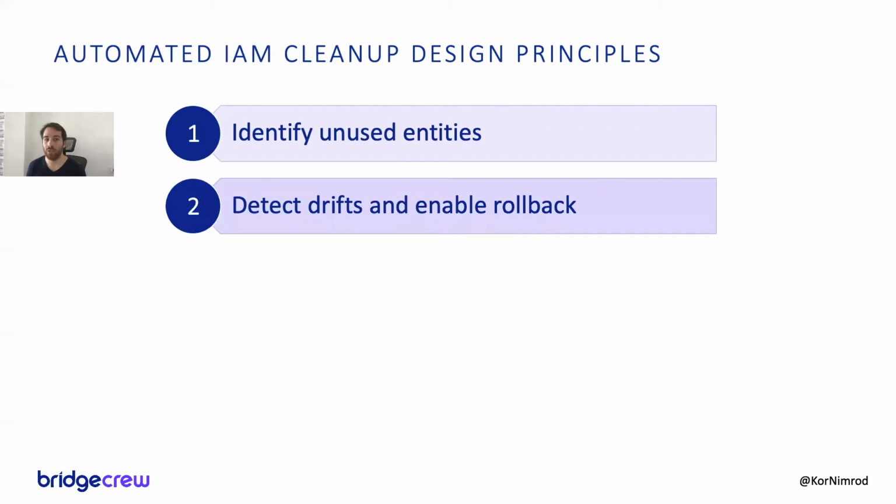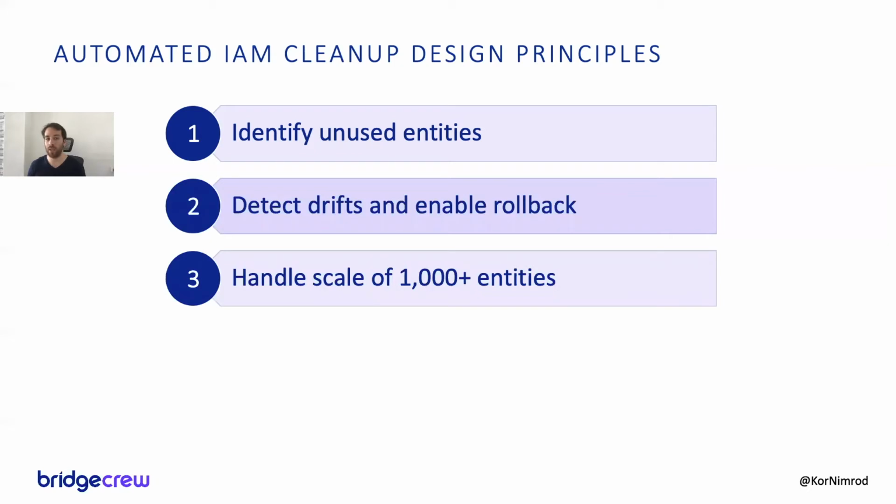Second thing is to detect drifts and enable rollback. We want to be able to, over time, identify if a new user was created, if a policy was modified, if a bad policy was created. And we also want to enable rollback. Let's say I changed something and I deployed it. Well, it broke something. I want to go back. It's really, really easy. It would be really cool if I could just version control my IAM, basically, and just go back to a previous version, deploy it, and it works.